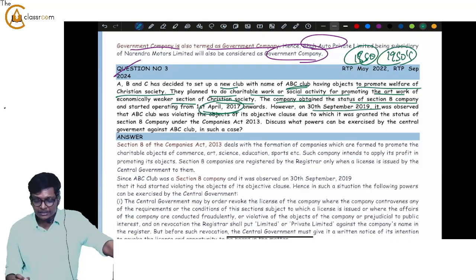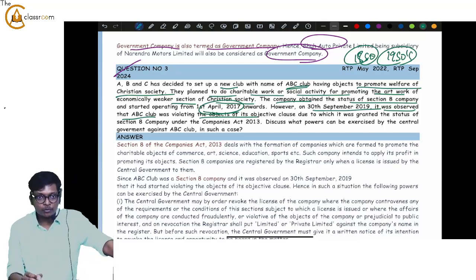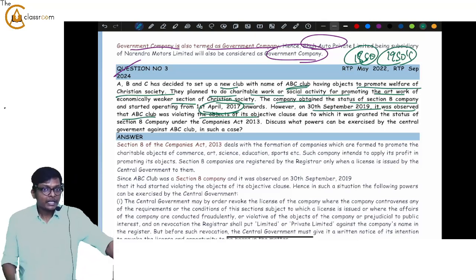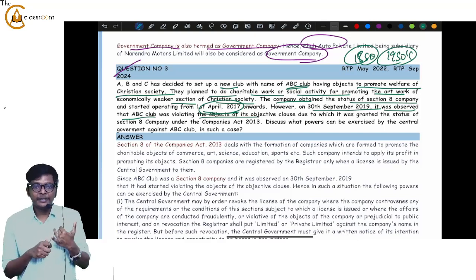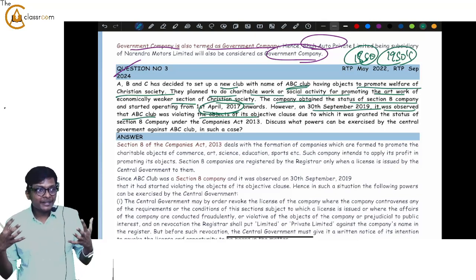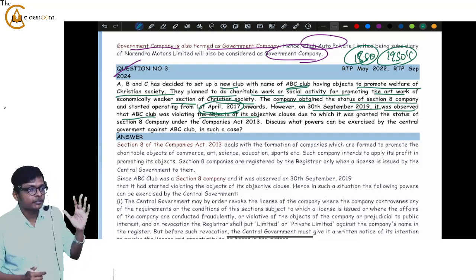However, on 30th September 2019, it was observed that ABC Club was violating the objects for which it got the grant. What is the provision, guys? What does the provision of Section 8 company say? If you violate the object, then license will be revoked, or you will be amalgamated with some other company of similar objects, or you will be ordered to wind up.